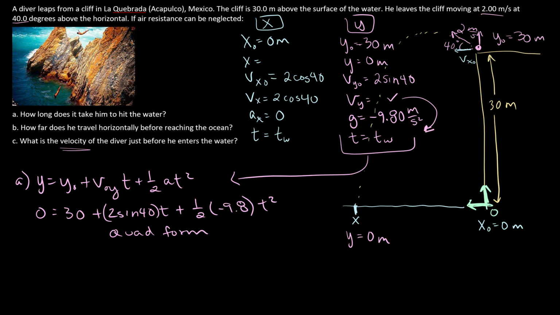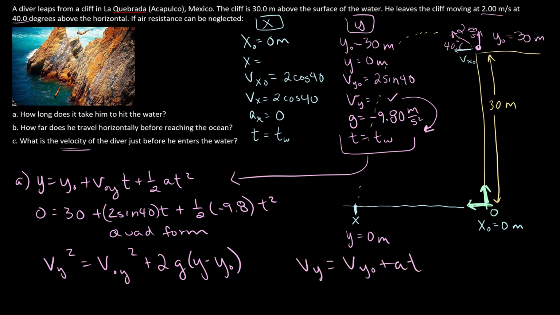I have shown you how you could use that first equation, but we also have the equation Vy squared equals v naught y squared plus 2g times y minus y naught. We can use this equation to solve for our final y velocity, and then once we know Vy, we could use Vy equals Vy naught plus at to solve for time. And then I don't have to use the quadratic formula.